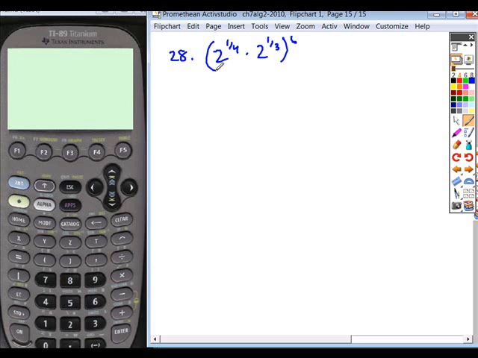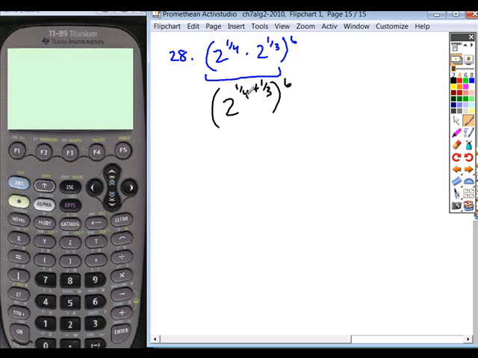So this is just using the properties of exponents. When you multiply two exponents, what do you do with their powers? Add them. So really what we can do is take this whole expression, which has the same base, and add the powers. Then that whole thing is taken to the power 6.